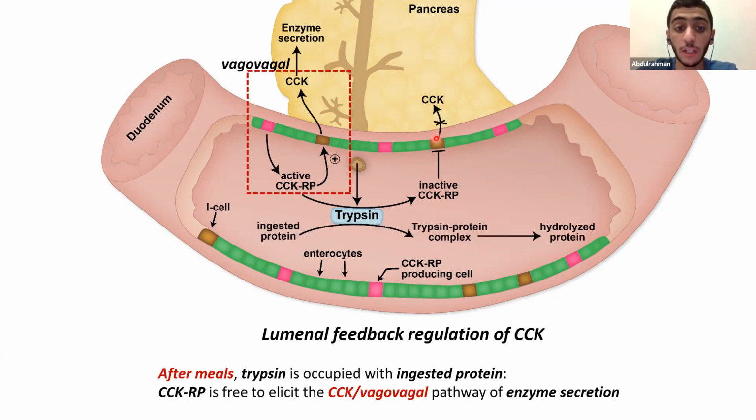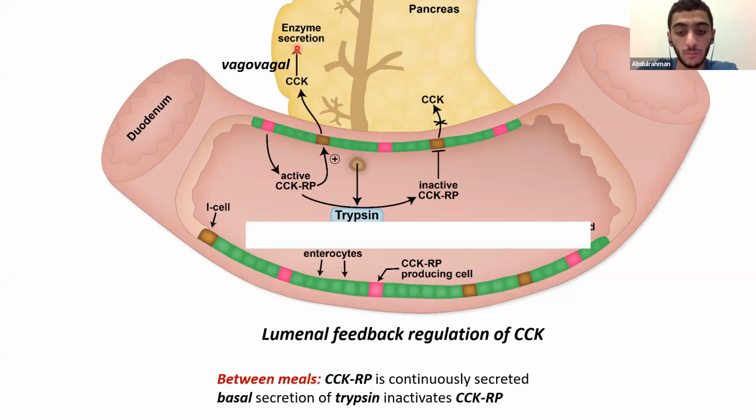However, when you just ate food, the trypsin is no longer free. Instead, it finds the proteins, and its main function is breaking down proteins. So it binds to these proteins, and therefore the CCK-RP will have nothing to bind it and inhibit it. Instead, the CCK-RP this time can bind on these I cell receptors to activate the release of CCK. And CCK drives the vagovagal reflex of acetylcholine, or a direct stimulation of the pancreas, to increase the enzyme secretions of the pancreas.